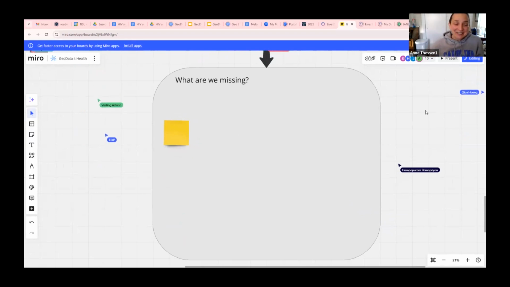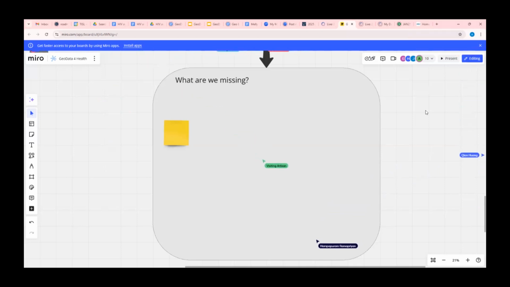Anyway, so what are we missing in this conversation? Please feel free to jot it down on a sticky note and put it there, and I will be quiet while people think. I think you need some kind of a vision and goal statement for the cluster.